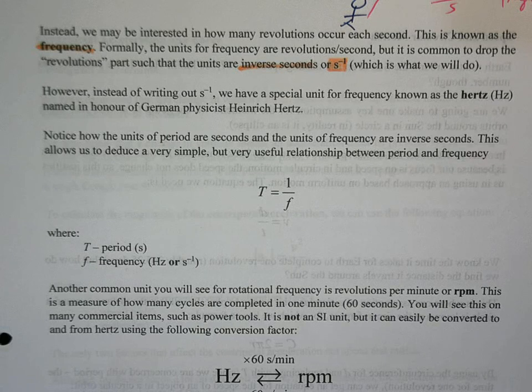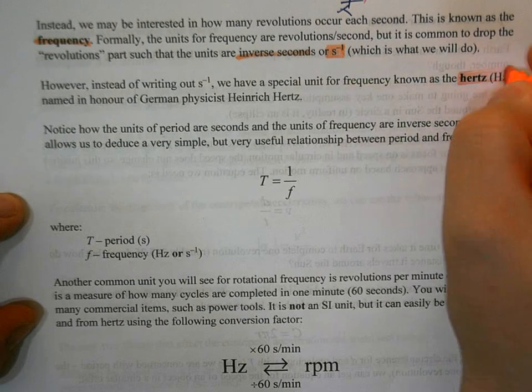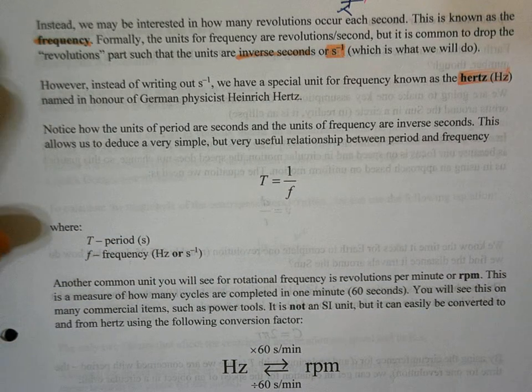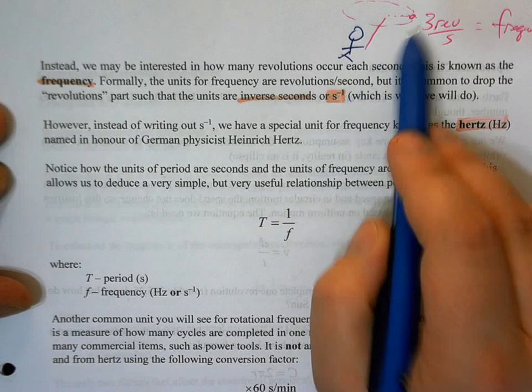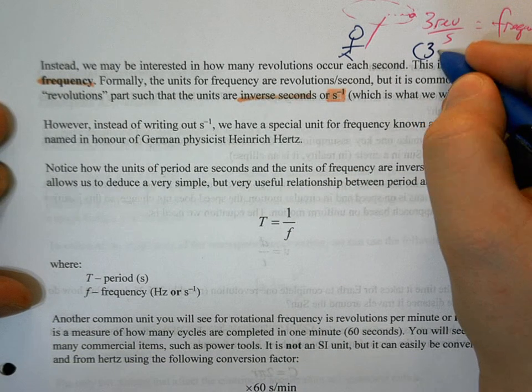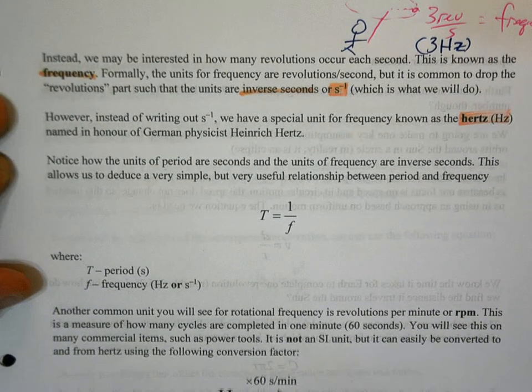But we're not going to use the seconds to the -1. For frequency, we actually have a very special unit. It's called the Hertz, or the uppercase Hz, named in honor of Heinrich Hertz. So instead of saying my frequency with that yo-yo I rotated above my head, instead of saying 3 revolutions per second, we'd actually say the frequency is 3 hertz. They both mean the same thing.